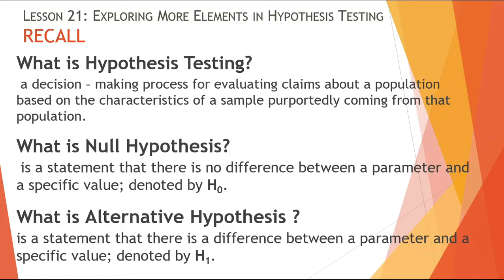Ito yung type ng testing na walang pinagkaiba yung parameter at yung specific value. And then, what is alternative hypothesis? It is a statement that there is a difference between a parameter and a specific value. So, ito namang alternative hypothesis, ito yung may pinagkaiba. Denoted by H sub 1.